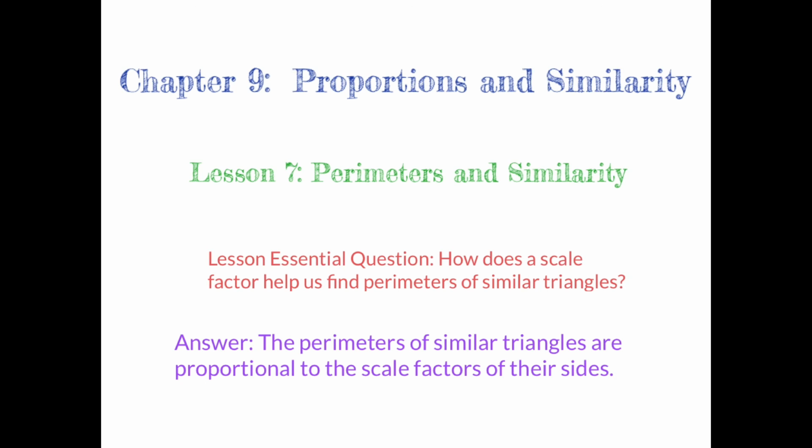This concludes the video lesson for Lesson 7, Perimeters and Similarity. So how does a scale factor help us find perimeters of similar triangles? The perimeters of similar triangles are proportional to the scale factors of their sides.